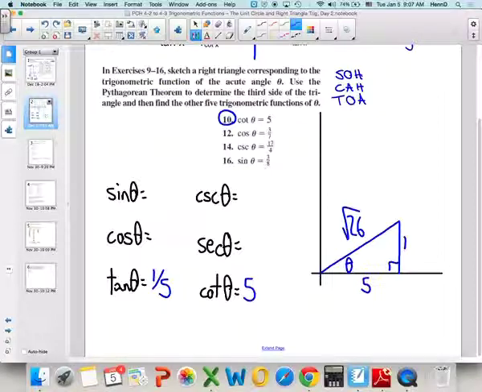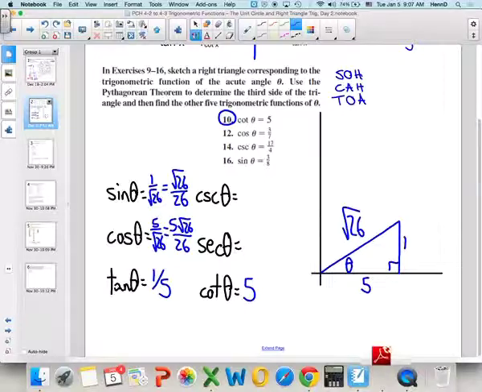What does sine equal? 1 over the square root of 26. Good, 1 over root 26, which would equal, let's rationalize that, square root of 26 over 26. And our cosine would equal 5 over the square root of 26, so that would be 5 root 26 over 26. There we go. So now I've got my sine and cosine.